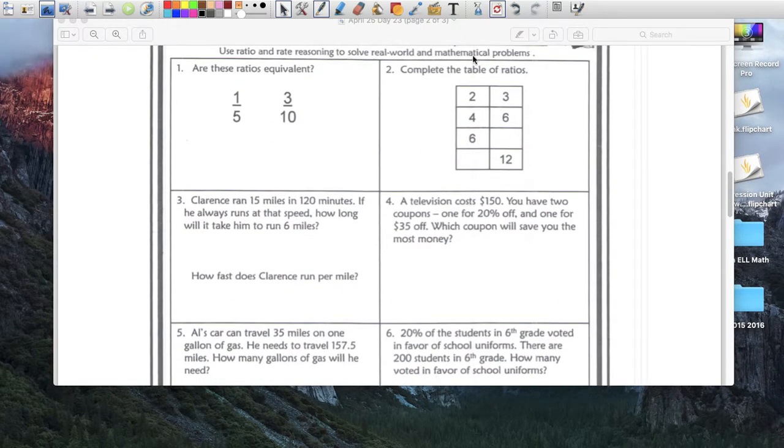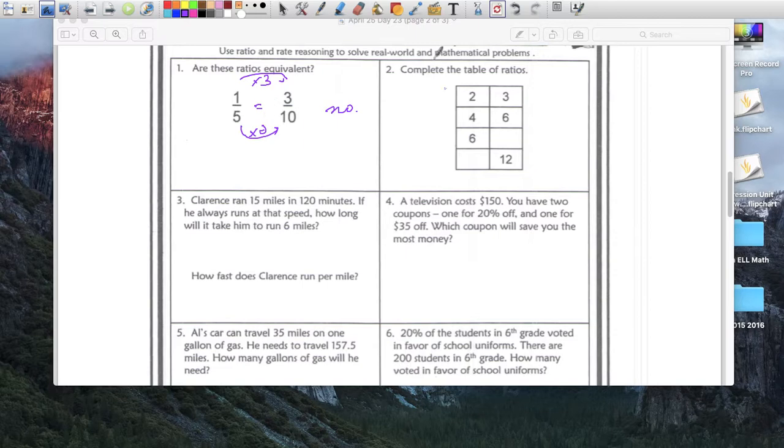Are these equivalent? Well, is 1/5 equivalent to 3/10? Are they the same? Yes or no? Well, this was a times 2, and this was a times 3. So they're not multiplied by the same factor. So definitely no, they're not equivalent, because the numerator and denominator were not multiplied by the same factor. One was multiplied by 3, the other by 2.